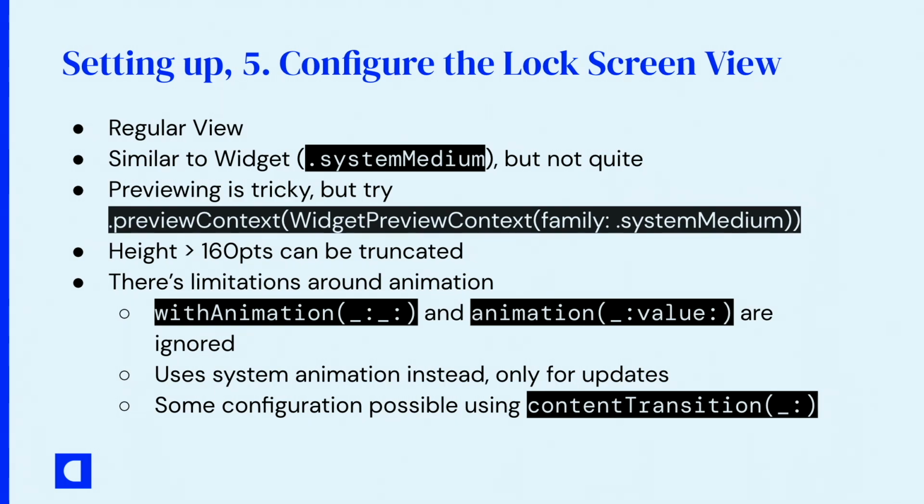Apple says the height can be 160 points, and if it's higher, it can be truncated, which is another nice vagueness, but I think they were saying try to keep it to 160 points. And there are some limitations around animation. You cannot do continuous animations on your lock screen widgets because it's not actually running, it's just static. So things like withAnimation and animation modifiers are ignored, and it instead uses some system animation whenever the state changes. Whenever you push an update, it does some animations, and you can configure those using the contentTransition modifier.